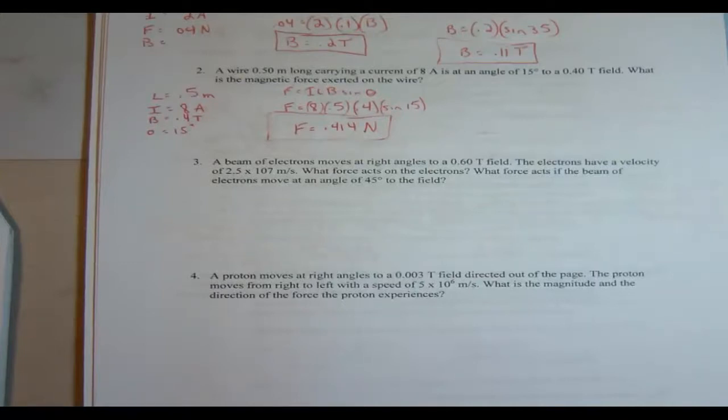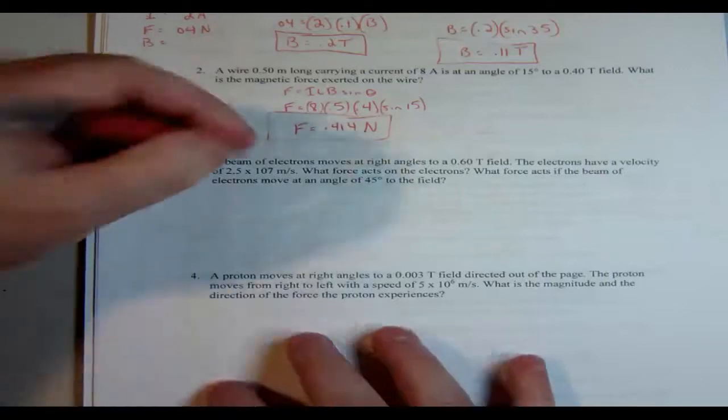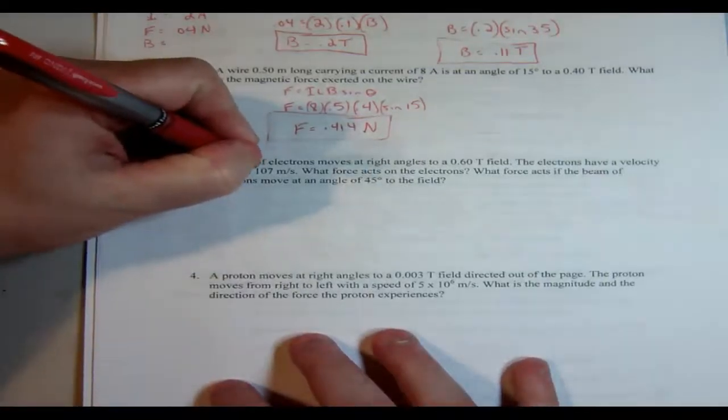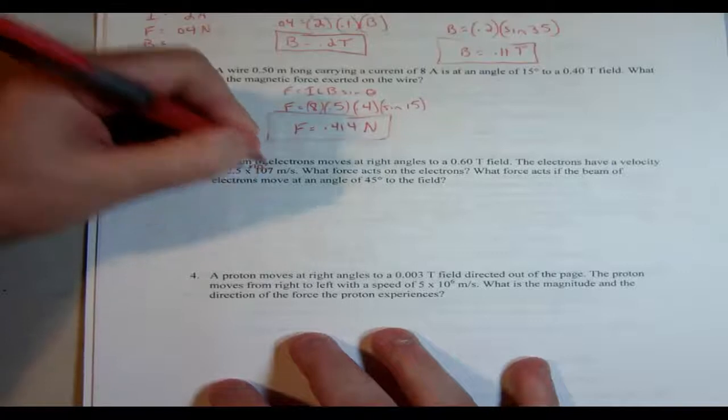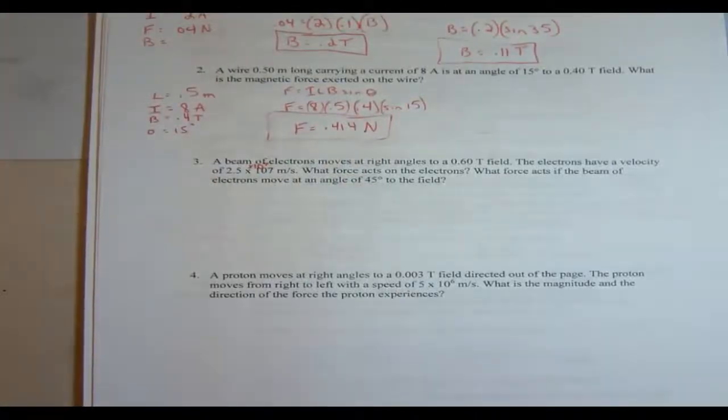Okay. Alright, a beam of electrons moves at a right angle to a 0.6 Tesla field. The electrons have a velocity of 2.5 times 10 to the 7, so just mentally note that. Meters per second. So that's our velocity because it's meters per second. What force acts on the beam of the electrons at an angle of 45 degrees of the field?